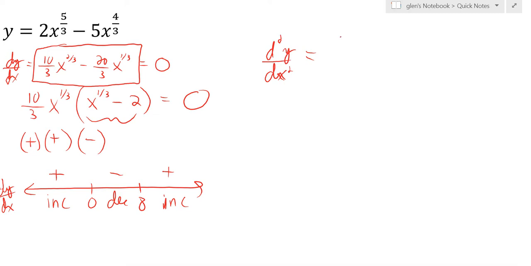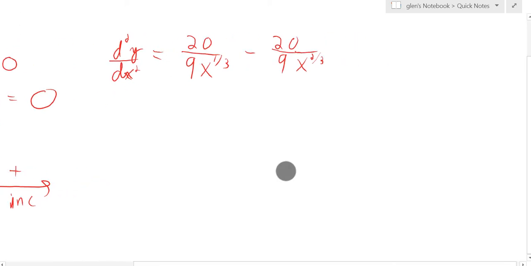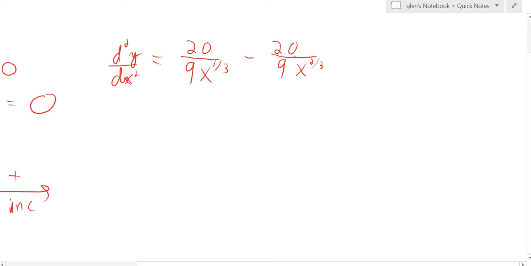Okay? So to derive that, we just got to do the power rule. That's going to give me 20/9 x to the negative 1/3. So I'm going to put that right down the denominator. Minus 20/9 x to the negative 2/3. So I'm going to put that right down in the denominator. Okay? And that's the second derivative. That was pretty easy. We just got to put it all together and find out what makes it 0 or undefined. Right away, I can see that 0 is going to make this thing undefined, right?